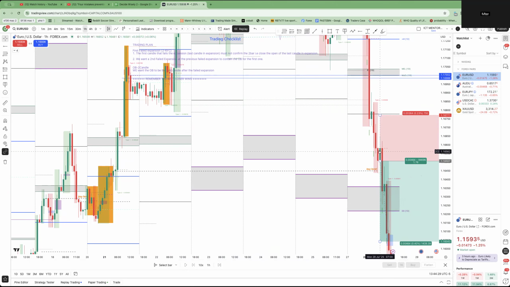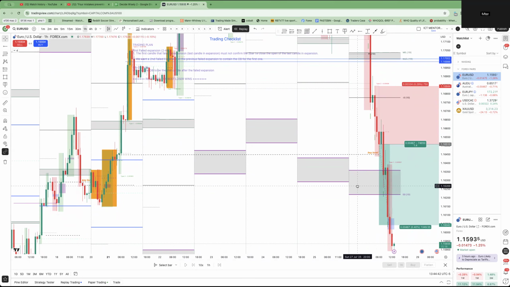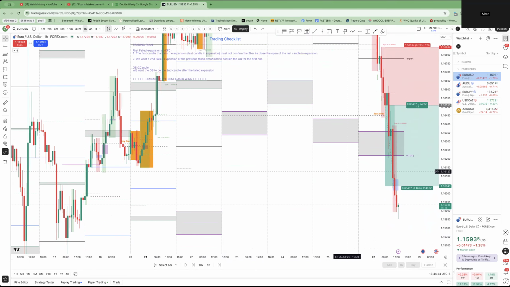This one next. This is a type 2 expansion. We closed above this. I don't like that. But I had not seen that before. So this OB, I'll put it there. That is very big. But where will I be targeting?